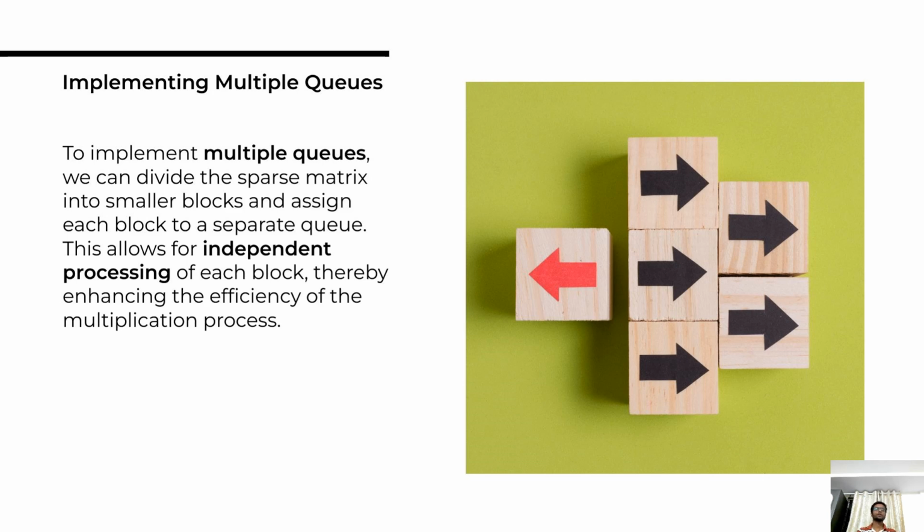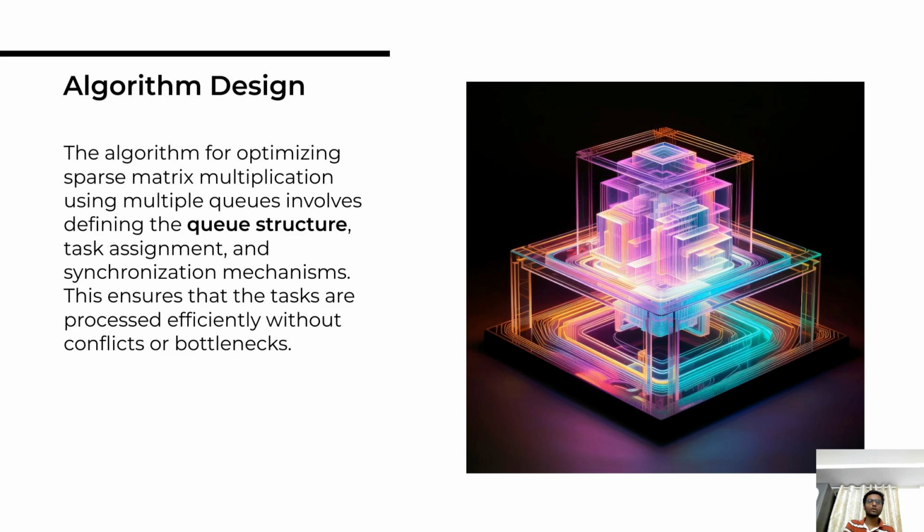Implementing multiple queues. To implement multiple queues, we can divide the sparse matrix into smaller blocks and assign each block to separate queues. This allows for independent processing of each block, thereby enhancing the efficiency of the multiplication process. Algorithm design. The algorithm for optimizing sparse matrix multiplication using multiple queues involves defining the queue structure, task assignment, and synchronization mechanism. This ensures that the tasks are processed efficiently without conflicts or bottlenecks.